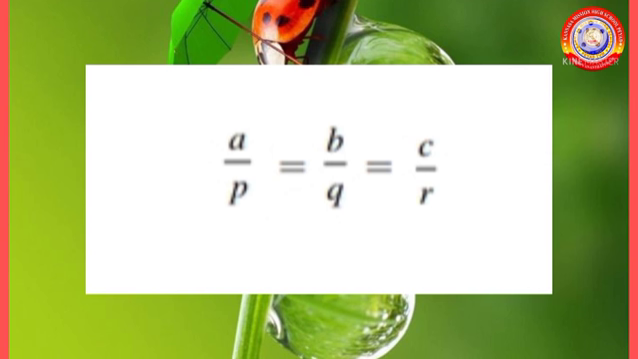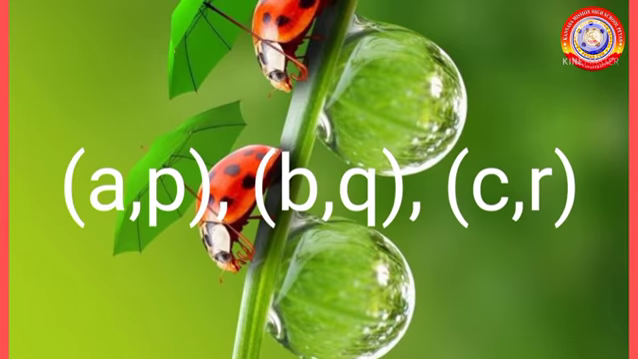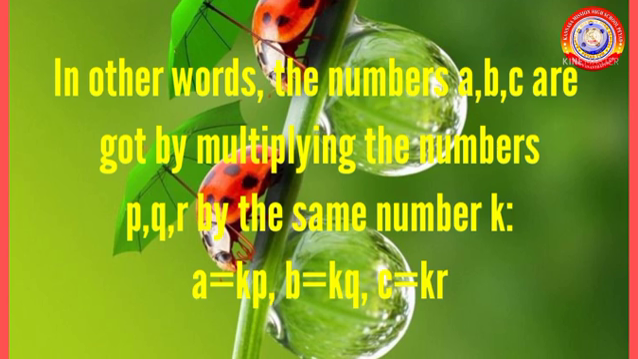So, the equality A by P is equal to B by Q is equal to C by R shows these multiples are the same. That is, if we pair the lengths opposite equal angles as AP, BQ and CR, then the longer lengths, that is A, B, C, are the same multiples of the shorter sides P, Q, R. In other words, the numbers A, B, C are got by multiplying the numbers P, Q, R by the same number K. A is equal to KP, B is equal to KQ and C is equal to KR.